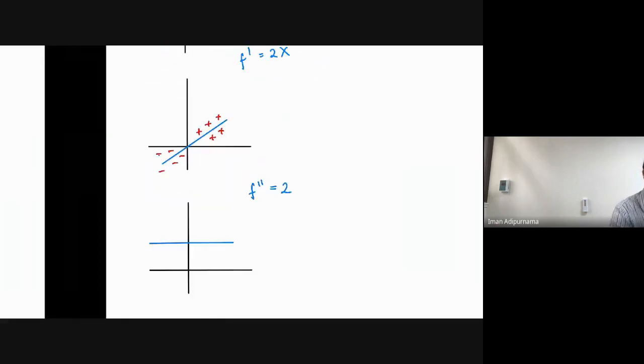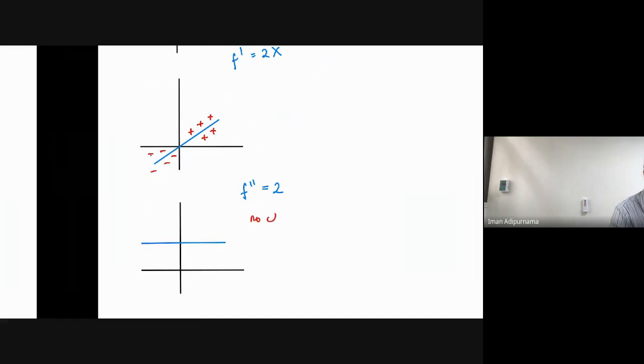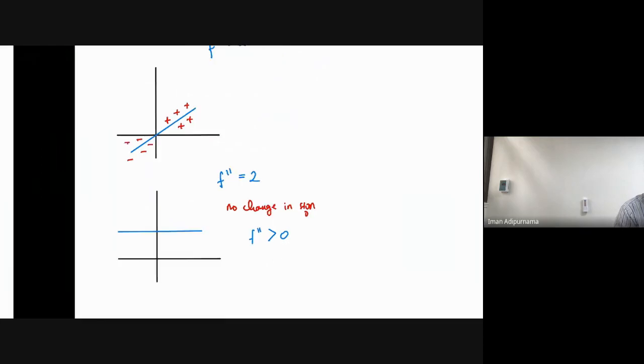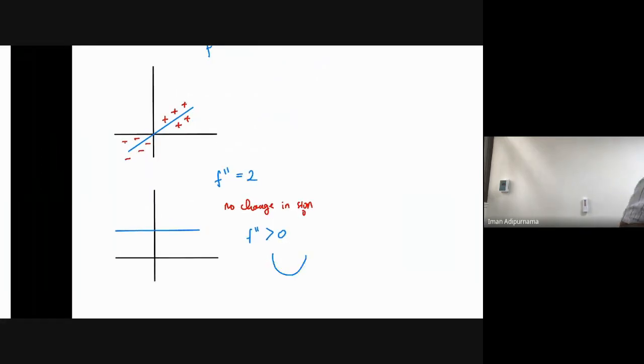So I will write this is no change in sign, because it's just a constant, which is positive. And how you are relating this from before: remember, if you have f double prime greater than 0, your graph will be like this, which is true. The original graph is upwards.